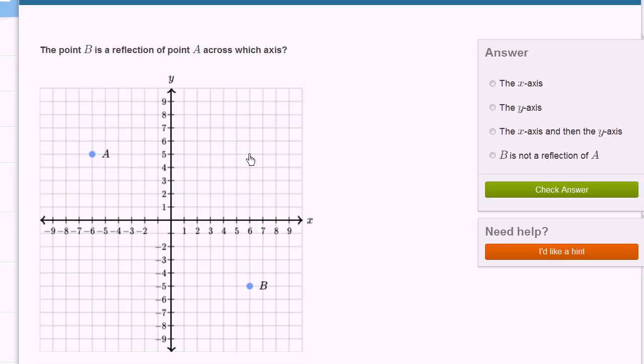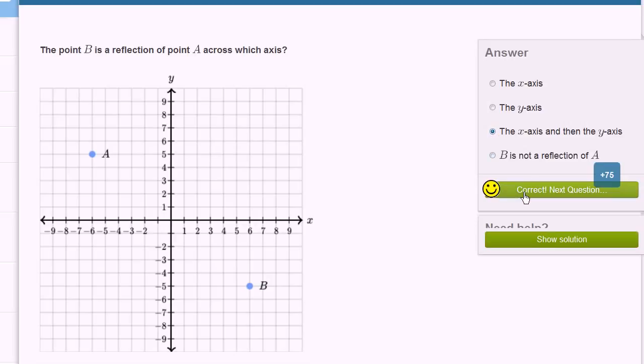And then if I reflected that point across the x-axis, then I would end up at 5 below the x-axis at an x-coordinate of 6. So to go from A to B, you could reflect across the y and then the x, or you could reflect across the x. It would get you right over here. It would get you to -6, 5, and then reflect across the y. So it's really reflecting across both axes. So we would reflect across the x-axis and then the y-axis. It would have also been legitimate if we said the y-axis and then the x-axis. Let's check our answer. We got it right.